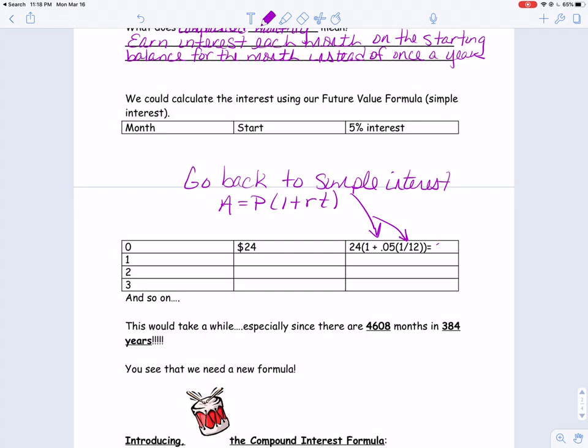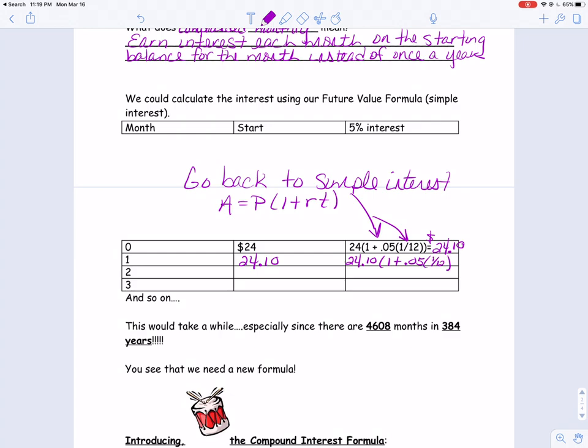So when we plug that in, we find out that at the end of that very first month, they had $24.10. So the next month doesn't start at $24. It starts at $24.10, and that's going to be my new P.